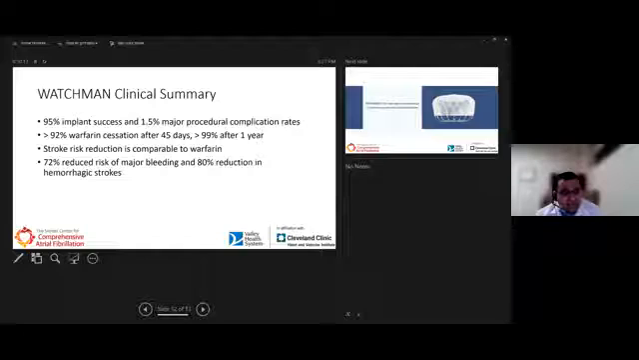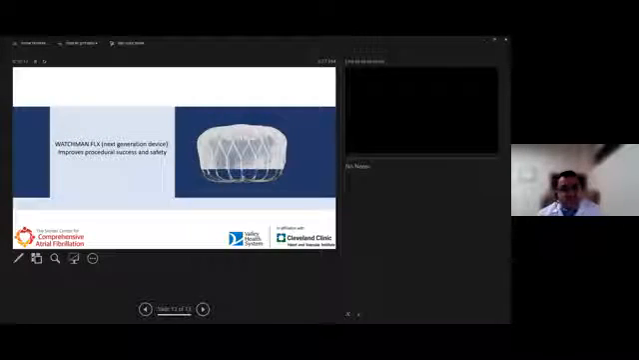And excitingly, the device has been improved. The third generation of the device is this Watchman Flex, where they've designed it to improve procedural success even further and enhance safety. So I think these are very important considerations for all of our patients to be mindful of: who's right for blood thinners, and who's right to think about a Watchman device over the long term.